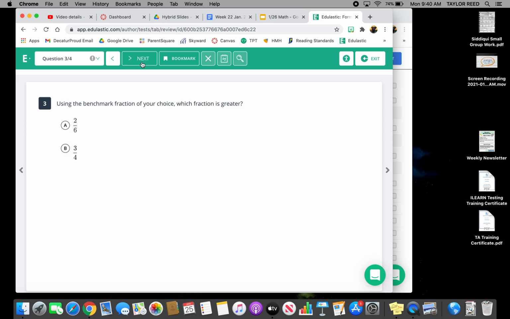Number 3 and 4, same thing. Which fraction is greater? It says you can use a benchmark fraction of your choice, but the one that we typically use is 1/2. Number 4 is the same way.